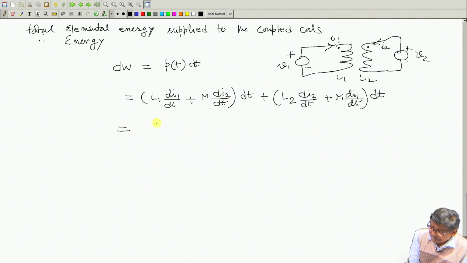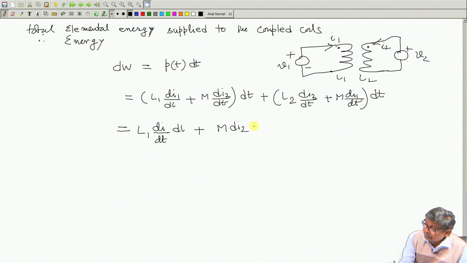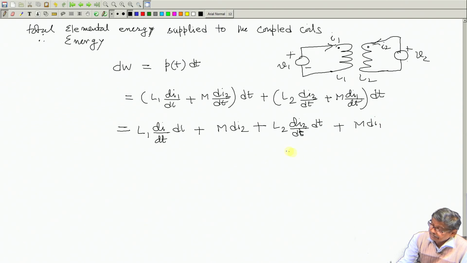which can be written as L1 di1/dt into dt, this dt push it inside, plus M di2, plus L2 di2/dt into dt, plus M di1, isn't it?